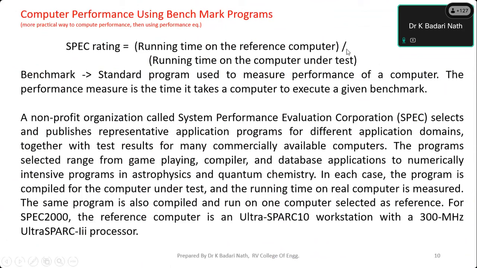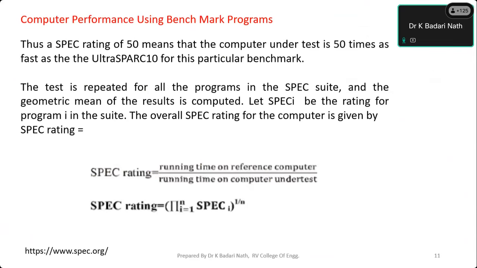So if I say spec rating is 50, that means that my new computer works 50 times faster than the reference computer. So this is the reference people use today for finding the performance of a computer. You may ask the question, sir, can I rely on only one type of program? No, that's why they have designated many applications, benchmark programs, for every domain.